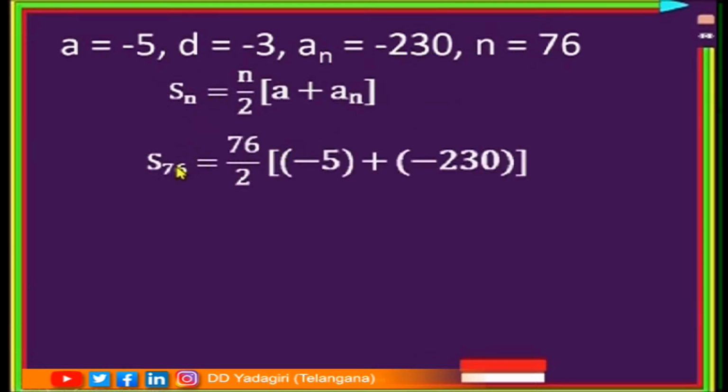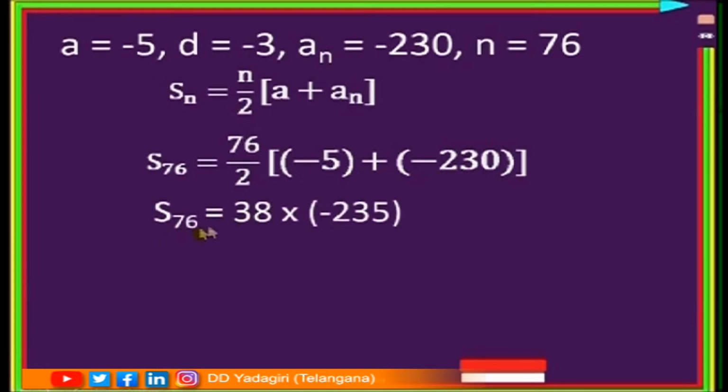So now S76, n value is 76, is equal to, substitute n value as 76 by 2 into, maintain brackets, brackets are very important. Here a is minus 5 plus an. What is the value of an? That is minus 230. So in the bracket we have minus 5 and minus 230. The sum of these two terms gives minus 235.